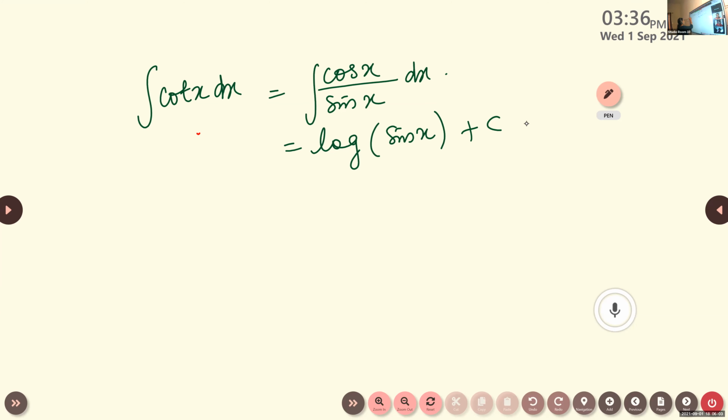So this is the second formula. The first one is integral of tan x. Integral of tan x is log sec x.